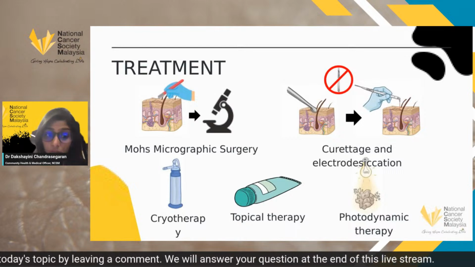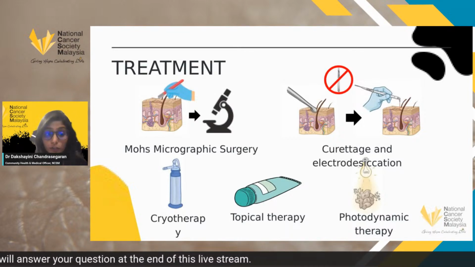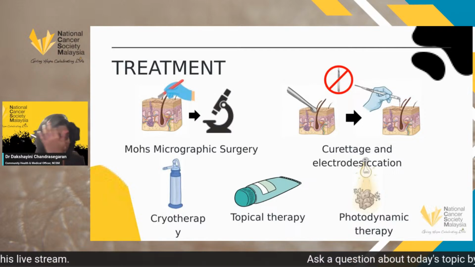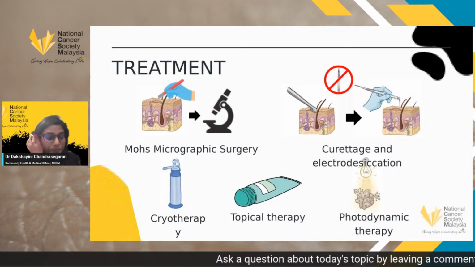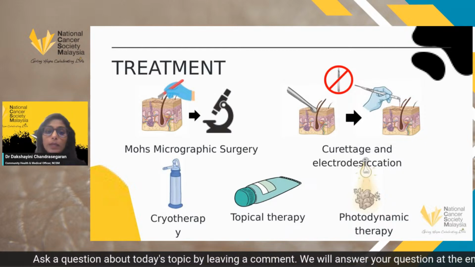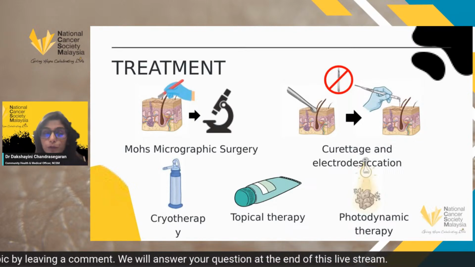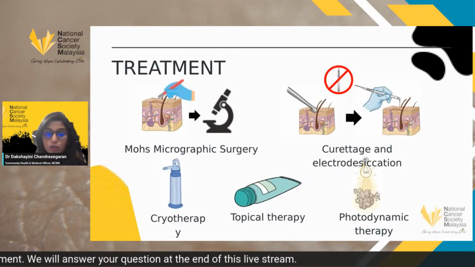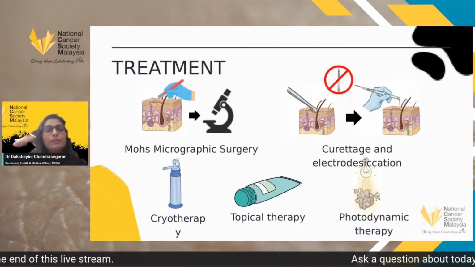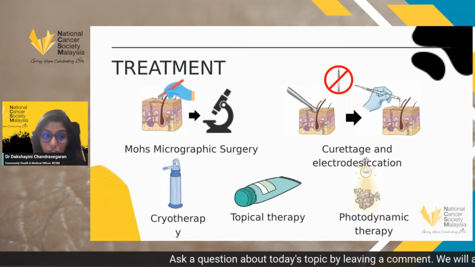Next is cryotherapy. Cryotherapy is when we use liquid nitrogen to freeze and destroy the tumor. But this is rarely a treatment for skin cancer, though it is an option. Next, for some superficial cancers, you can use topical therapy with fluorouracil, which is a chemotherapy agent. You would apply this for a few weeks. And sometimes there can be inflammation, but this is usually just for superficial lesions.